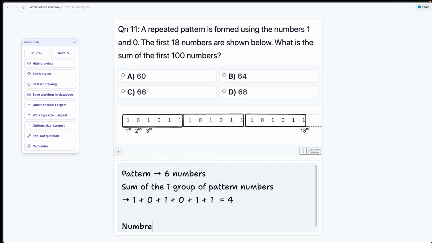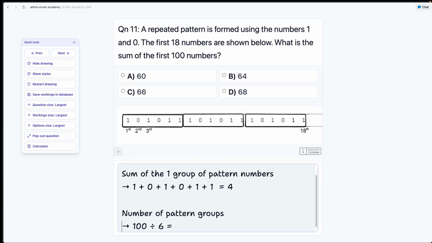So number of pattern groups would then be equal to 100 divided by 6. Okay. So in this case, you can do manual division. So I think for this will be, let me think, it should be around 13 or 14, 15. 15 times 6 is 90. No, no, it's not 51.